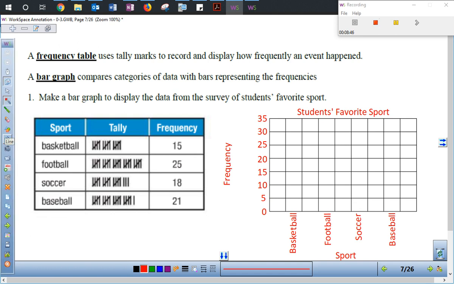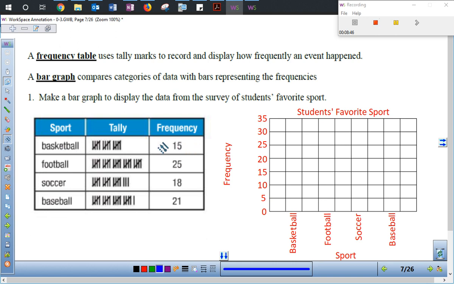Now the next thing that we need to do is start graphing each frequency for the sport. So this is when you're going to need your straight edge. Now, basketball, it said the frequency of students that chose basketball as their favorite sport was 15.